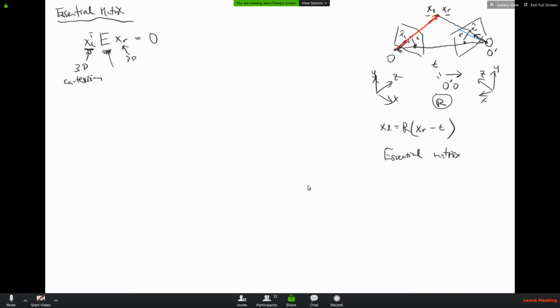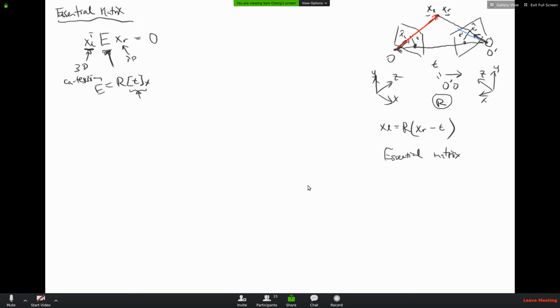Okay, so now I want to say what this essential matrix will be. It turns out that the essential matrix is very simple. It just has a form like this. My E that satisfies this condition is just equal to R times Tx. Now I need to elaborate what I mean by this Tx. This is a matrix that corresponds to a cross product operation.